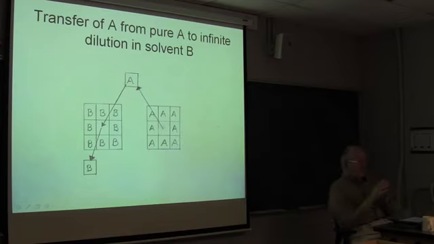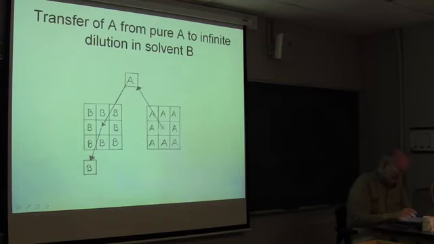the net process involved here is we start with pure liquid A. We take a molecule of A out of pure A and we transfer it into a dilute solution in B, which means that A is completely surrounded by B. So there's really three things we have to worry about here. We have to worry about breaking the interactions of A with A. That's this step.